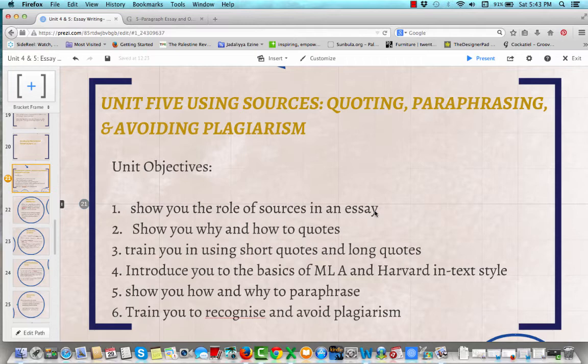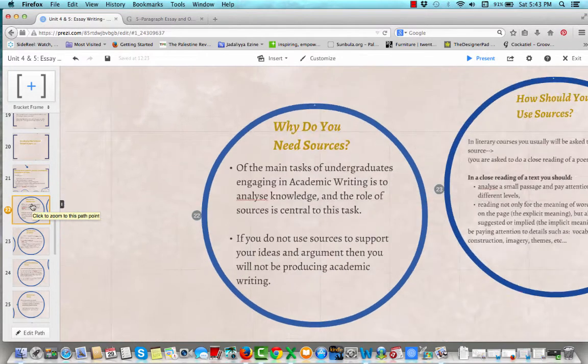So as with everything else, I recommend that you go back to the book, and as we go through the lecture, I'm actually going to refer you to the page numbers that I think are very important. That said, you should still read the unit. Alright, so let's get started with the role of sources.